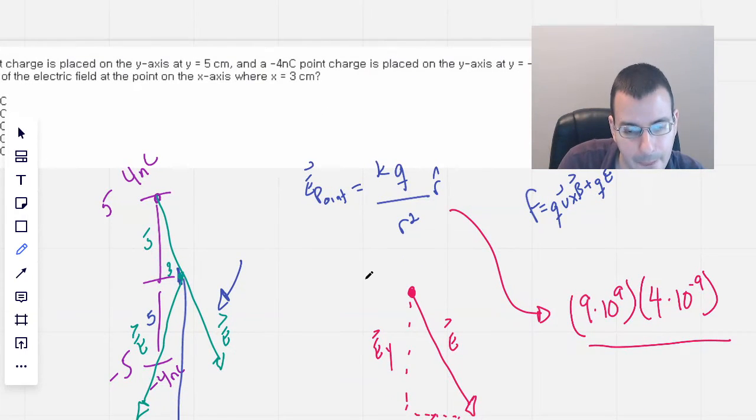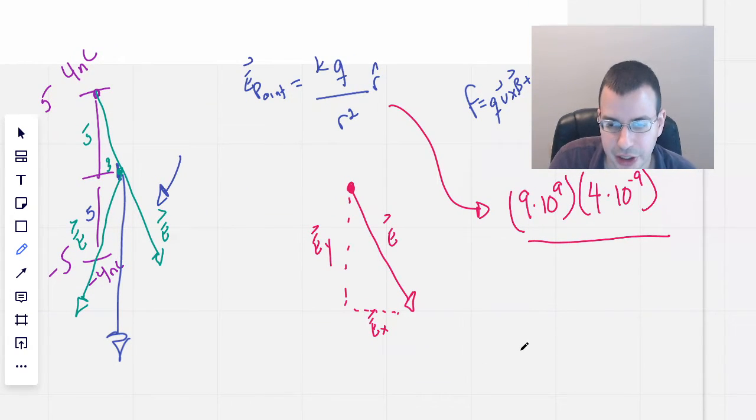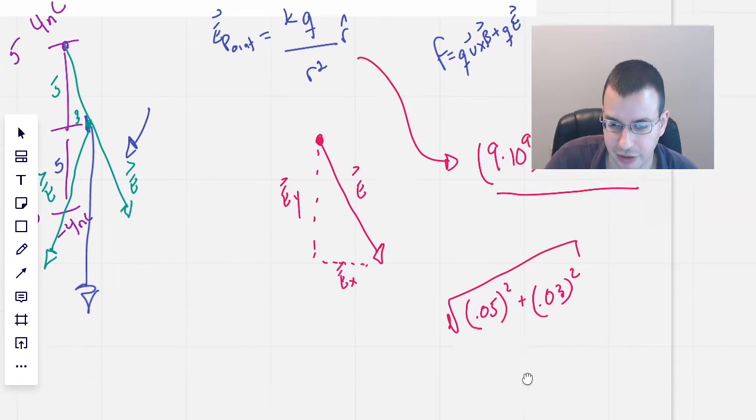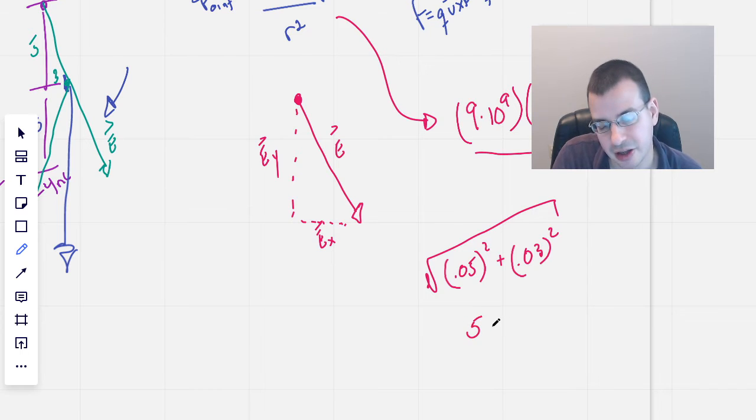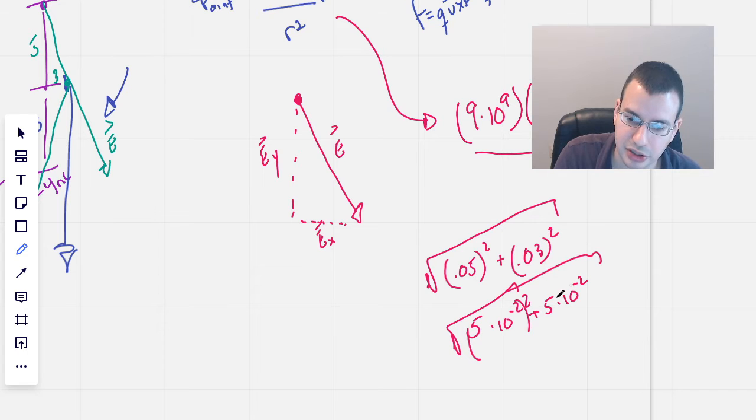So now we need to find out what this radius here is. It's 5 down and 3 over. So that is going to be 0.05 squared plus 0.03 squared, and then we're going to have to use a hypotenuse, so we square root everything. I'm going to rewrite this as 5 times 10 to the negative second plus 3 times 10 to the negative second. Then we square these, square root.